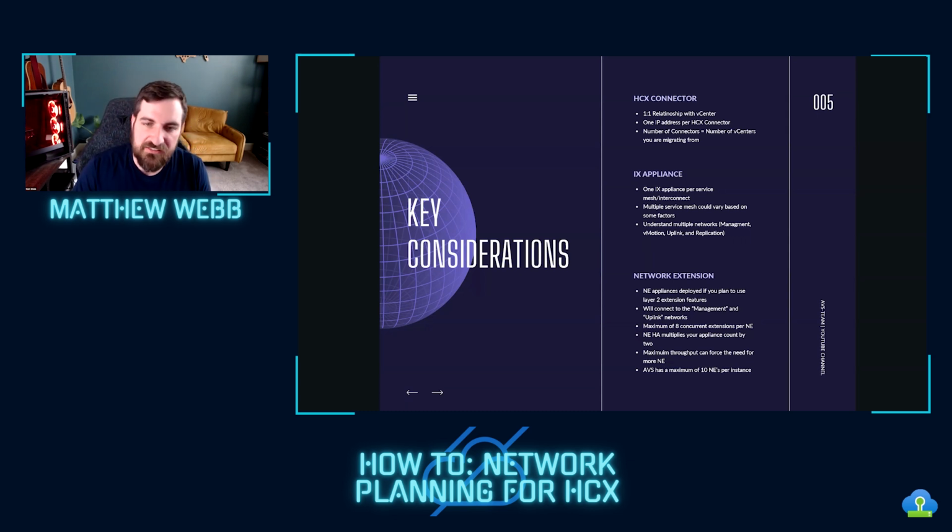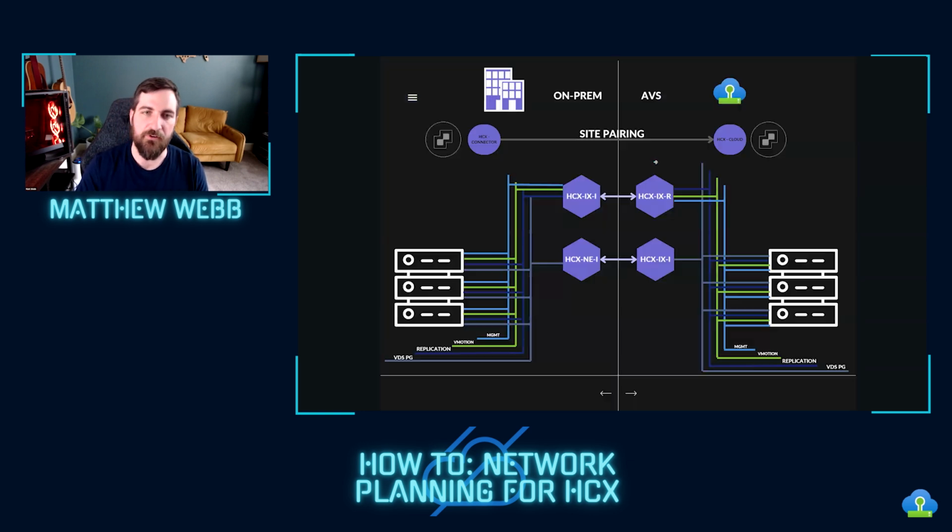Where it gets interesting is the IX and network extension appliances. These may have multiple interfaces depending on your network architecture. So if I'm going to go back here, the thing to keep in mind is the IX and NE are going to have to communicate with different networks depending on the services you choose. Let's say you're going to use vMotion and you're going to use network extension.